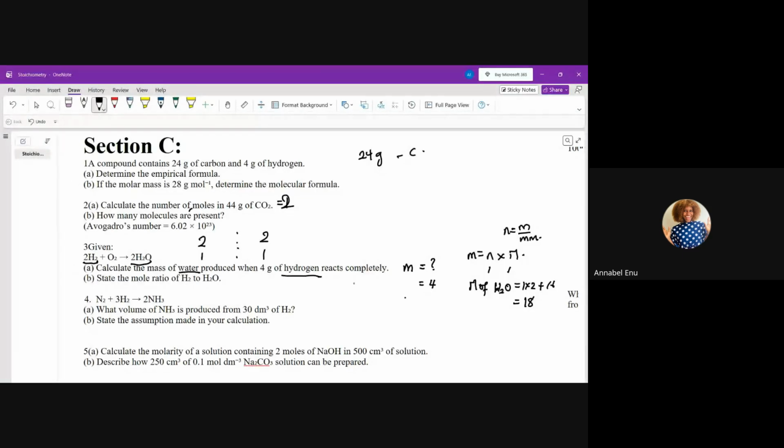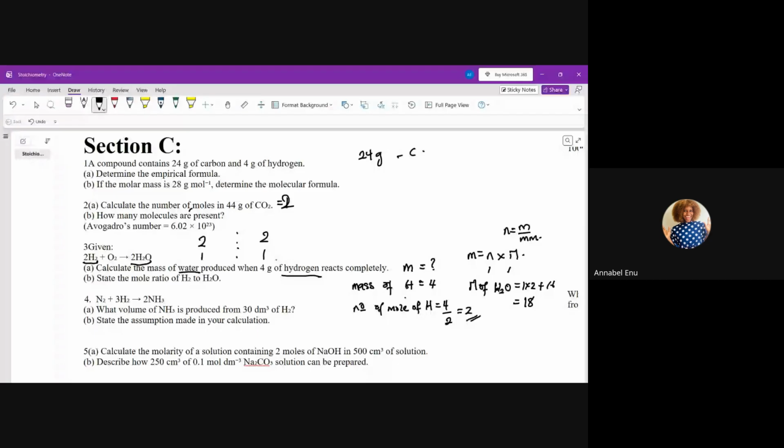Let me write it well. Mass of hydrogen. Okay, now the number of moles of hydrogen will be the mass, which is 4, divided by the molar mass. The molar mass is 2 because we are dealing with a hydrogen molecule, not just H, but H2. So 4 divided by 2 gives us 2. So the number of moles is equal to 2.